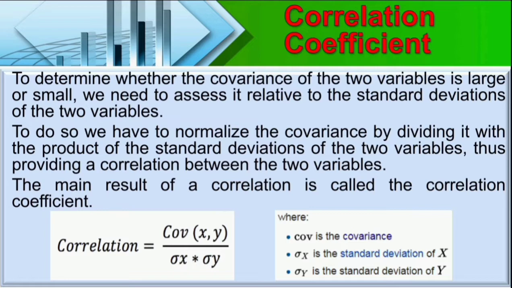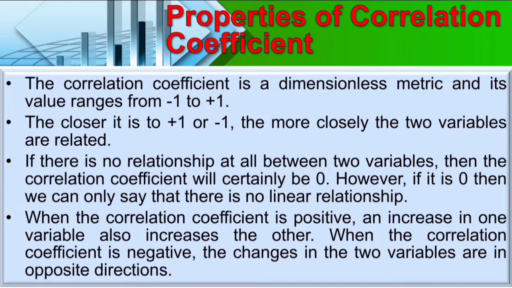The main result of a correlation is called the correlation coefficient. Properties of correlation coefficient. Number 1. The correlation coefficient is a dimensionless metric and its value ranges from -1 to +1. Number 2. The closer it is to +1 or -1, the more closely the two variables are related.